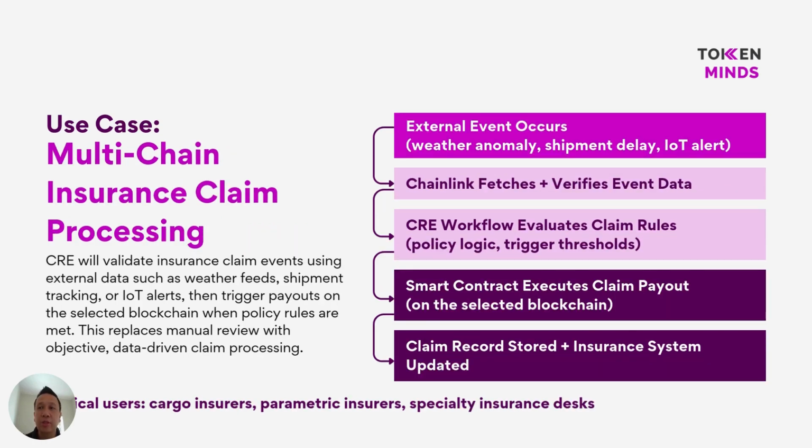For insurance, CRE enables objective, data-driven claim processing. External events such as weather conditions, shipment delays, or IoT alerts are verified using Chainlink data feeds. CRE workflows then evaluate policy rules and automatically trigger claim payouts on the appropriate blockchain. This replaces manual review with predictable and auditable execution.